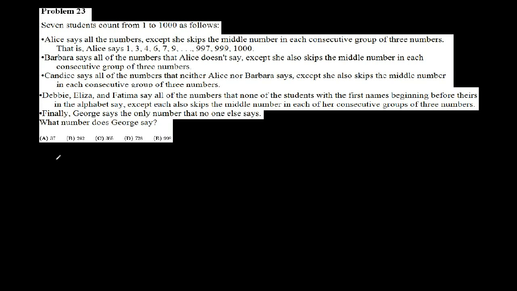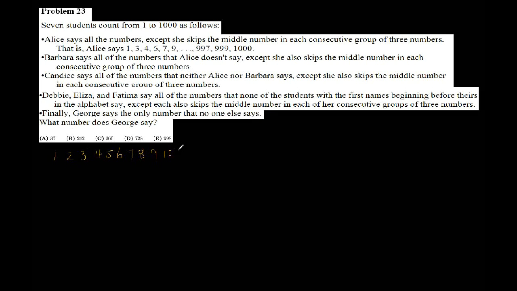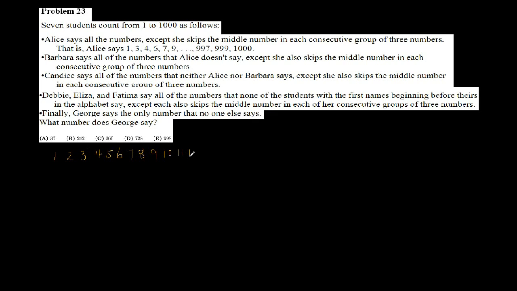Question number 23. We have 7 students count numbers from 1 to 1,000. So let's write down a few numbers here. There are 1, 2, 3, 4, 5, 6, 7, 8. This will help us solve this problem.